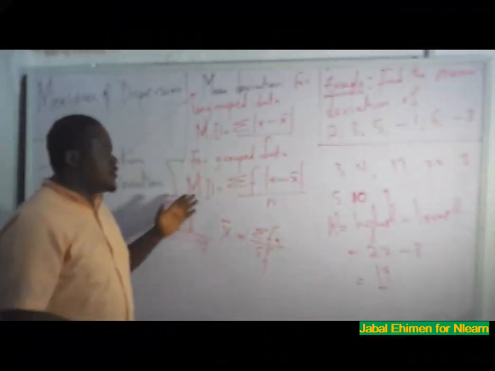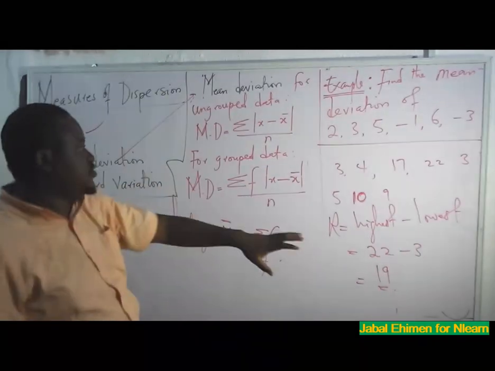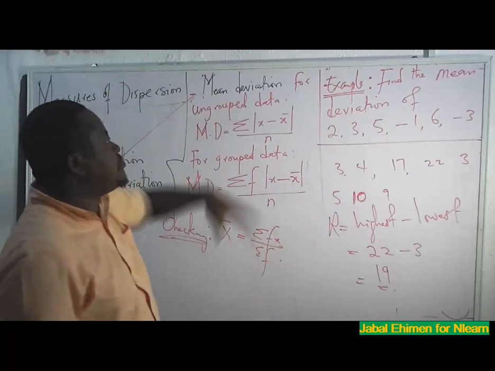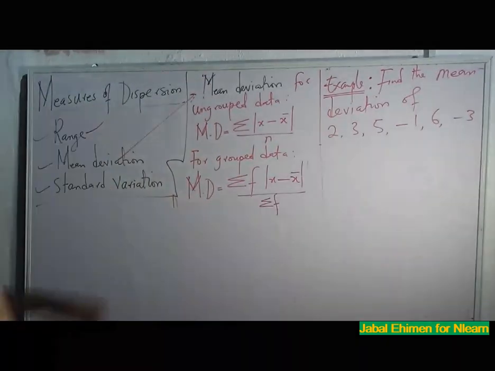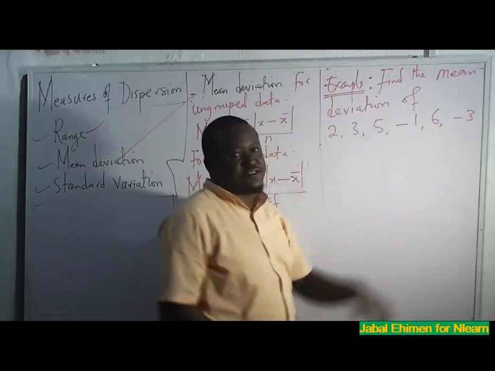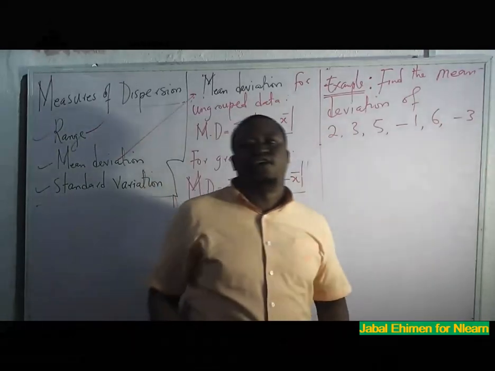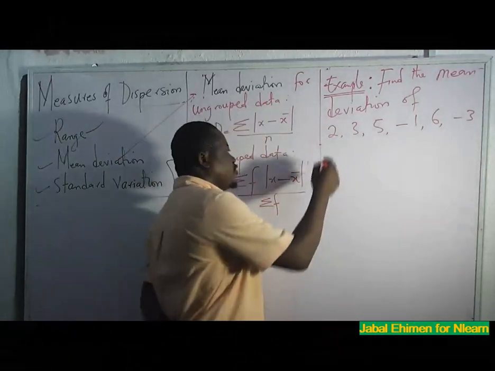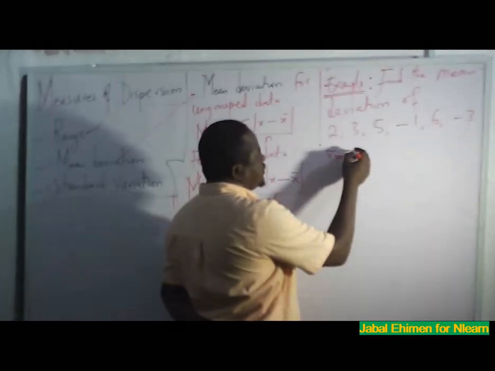Now, we already know the value of range. So we're going to take a very simple question on mean deviation. So let's do that. Now it's easy to talk about this. Find the mean deviation of this. These are ungrouped data. So the first thing we're going to do is to calculate the mean. And how do you do that?